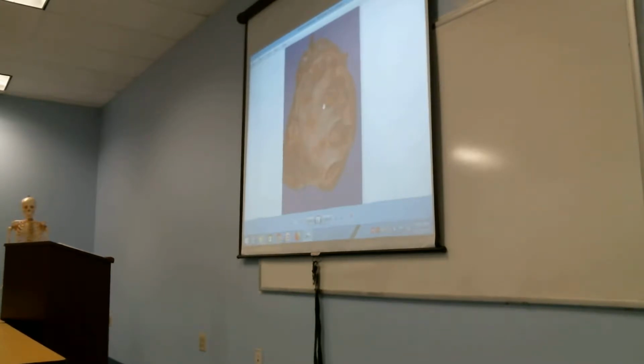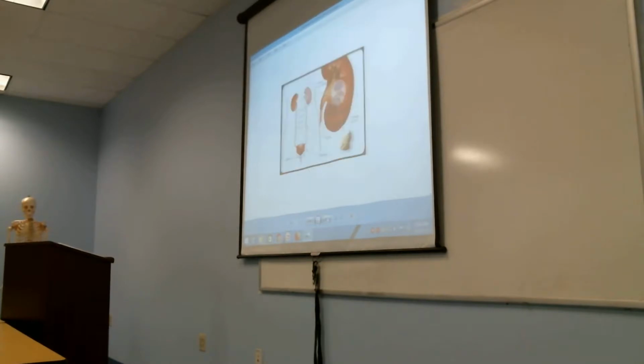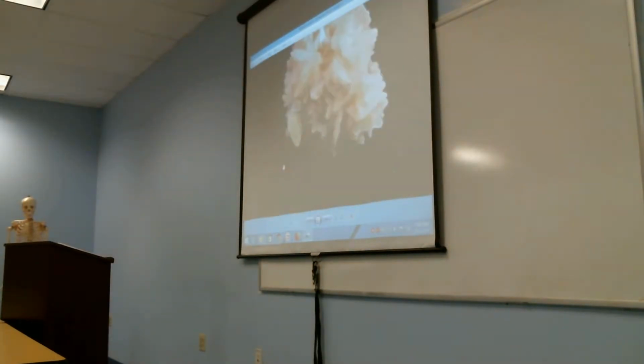Litho means stone. And nephro is the kidney. Nephro is the kidney, and litho is stone. And these stones are made mostly of what? Calcium. So look what they look like.